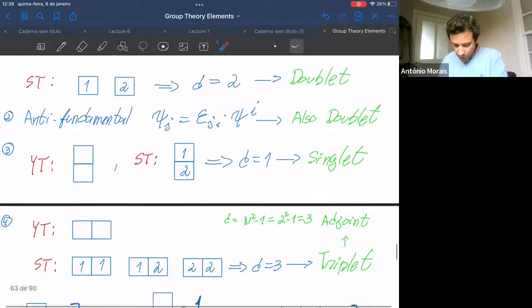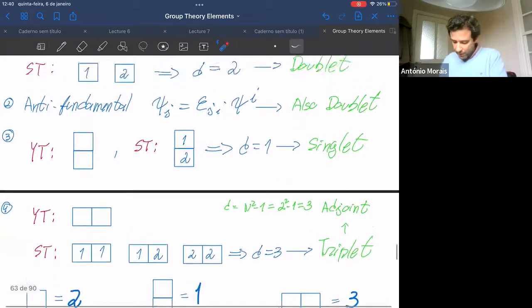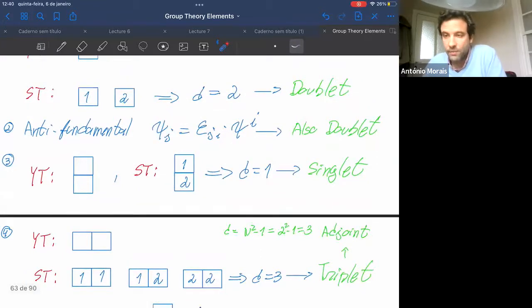And what do we conclude about the triplet already? We conclude that the triplet is symmetric under its indices. So it's symmetric under transformations of both indices when you flip them.